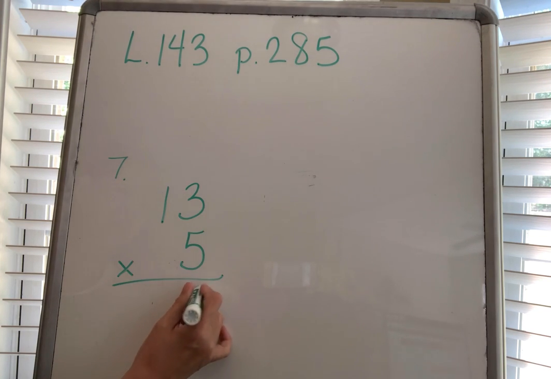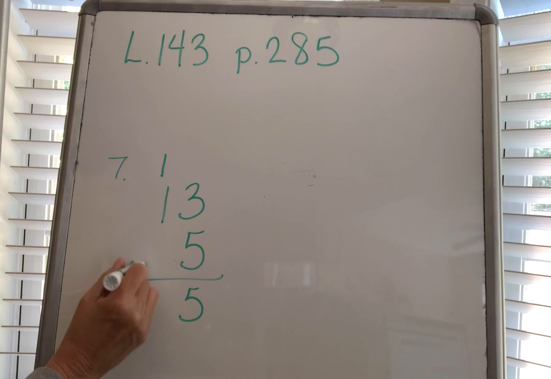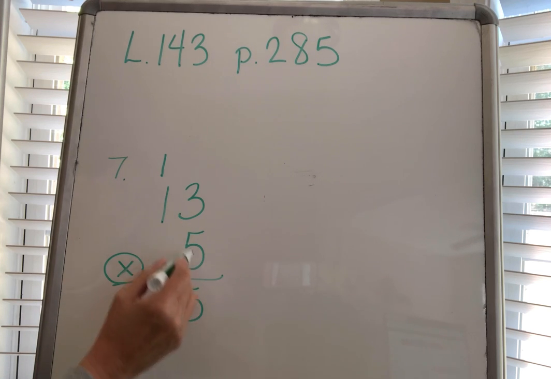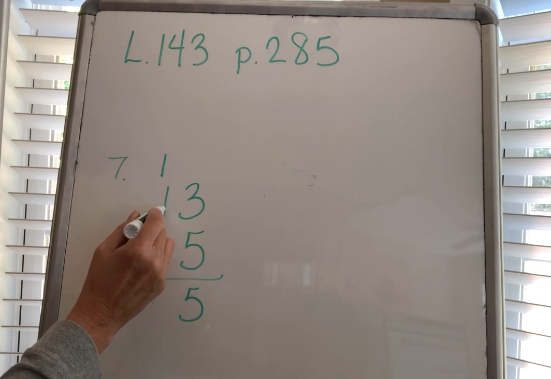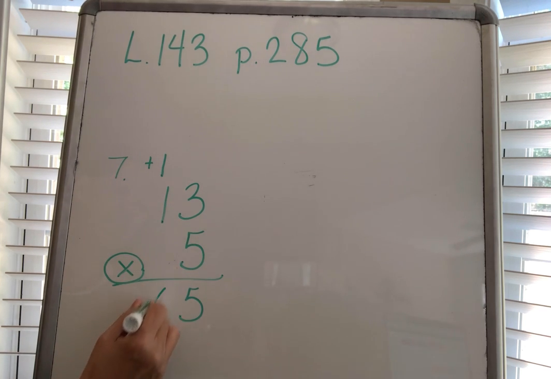5 times 3 is 15. Okay, we're only going to put the 5 there because we can't put 2 digits in one place. So we'll put the 5 there and carry the 1. Okay, back to multiplication because that's what we're doing. 5 times 1 is 5, plus the 1 that we carried equals 6. So 13 times 5 equals 65.